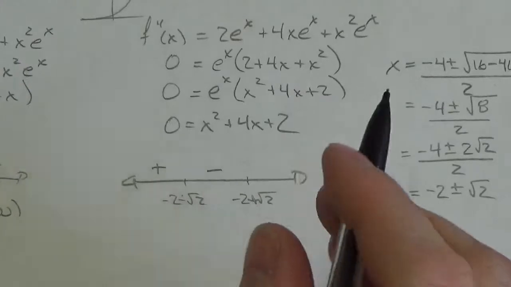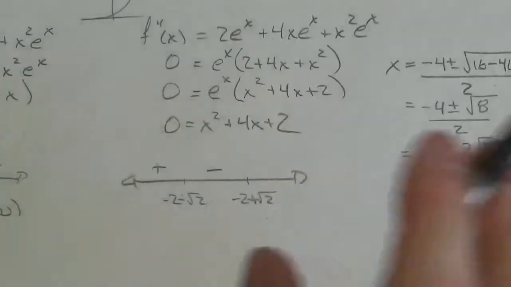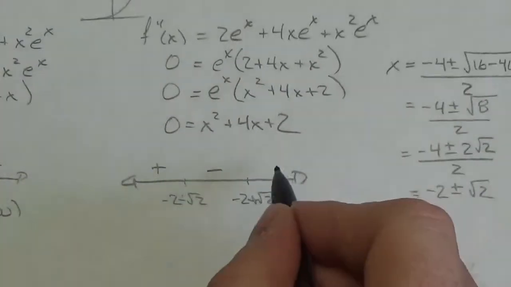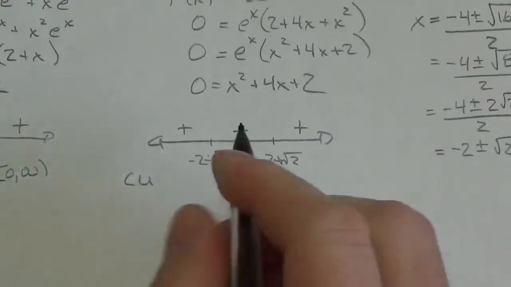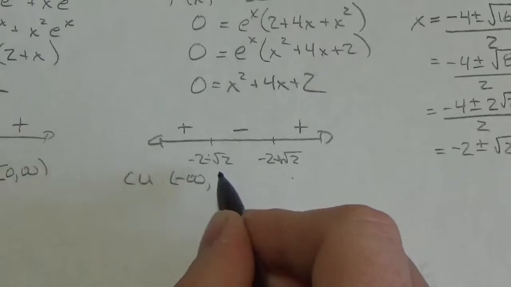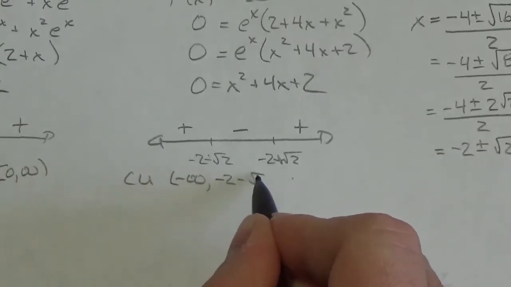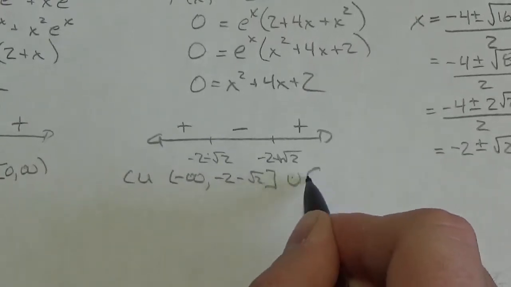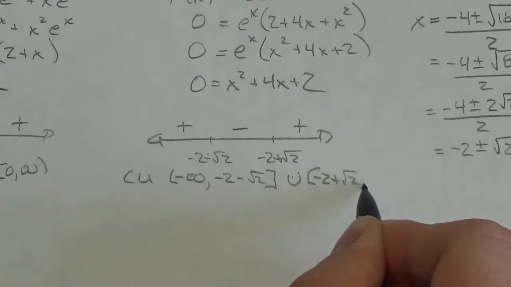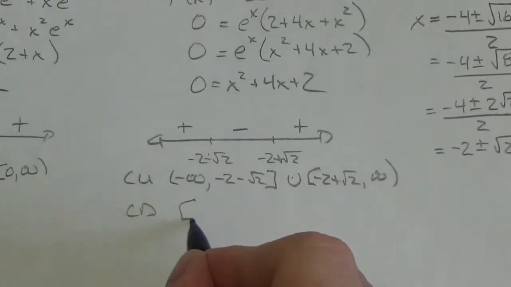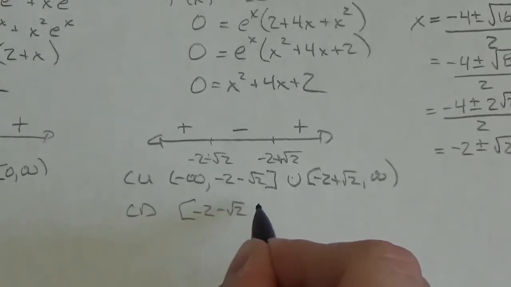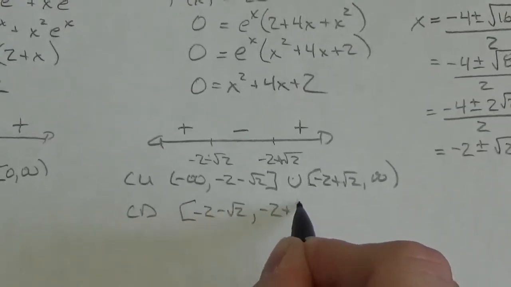And then over on the other side, we can go as far as we want to the right, pick a really, really big positive number. Everything becomes positive. So this expression is going to be concave up from negative infinity out to negative 2 minus root 2, union negative 2 plus root 2 out to infinity. And it's going to be concave down from negative 2 minus root 2 to negative 2 plus root 2.